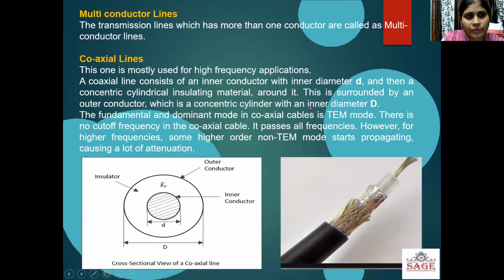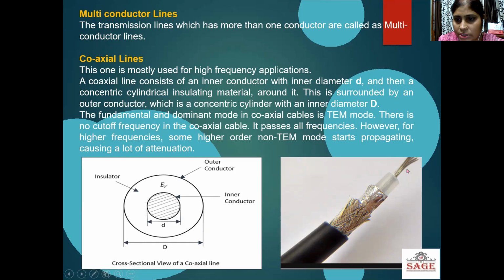Multi-conductor lines. The multi-conductor lines actually have more than one conductor, and because of this reason, they are called multi-conductor lines. In this, first I am taking coaxial lines. This is mostly used for high frequency applications. A coaxial line consists of an inner conductor with a diameter small d and then a concentric cylindrical insulating material around it, and this is surrounded by an outer conductor, which is a concentric cylinder with an inner diameter capital D.